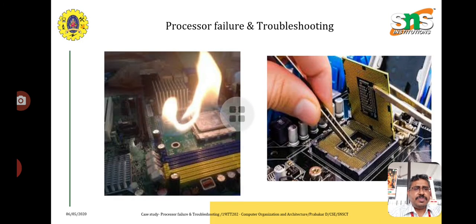So first of all, what is a processor? The processor is the heart of a computer. Nowadays there are so many processors available in the market. Now we are going to see what things lead to processor failure, and how to troubleshoot that. The pictures indicate processor failure and how to do the troubleshooting.